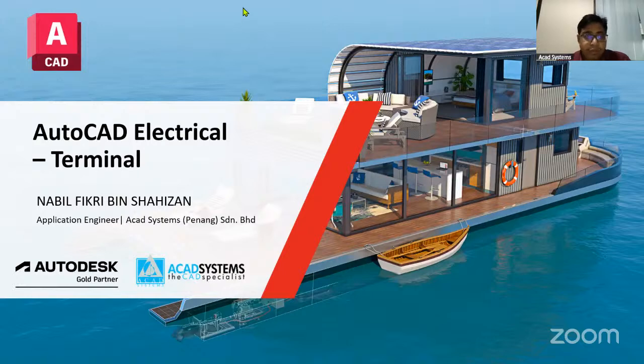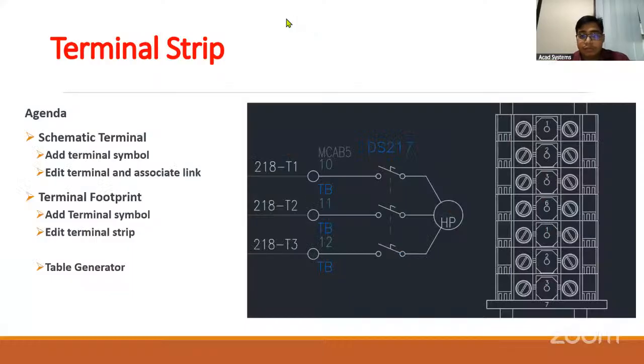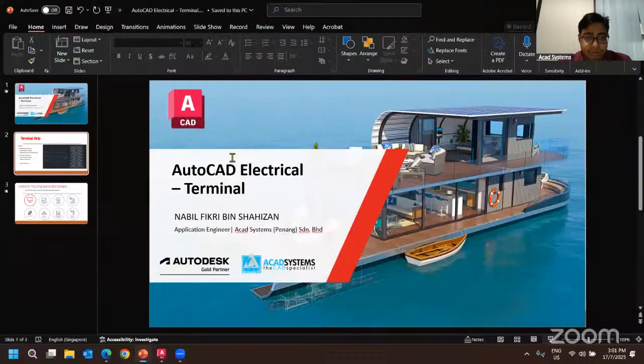And for today's topic will be about the AutoCAD Electrical, more specifically for the terminal sections. Right. So about this terminal strip here, basically we have two things inside of AutoCAD Electrical, which is the schematic and also for the footprint. So we're going to take a look at both of these, and we're going to take a look on how we can add, edit, and maybe add some link. And lastly, we can also use this to generate a table. Right, so let me change back to the AutoCAD.